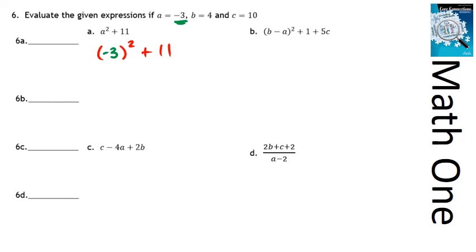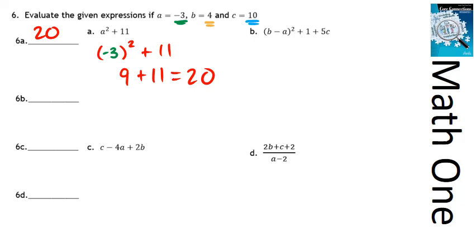Actually, let me color code this. So anytime I see a B, I'll use that yellow, and for C, we'll use this beautiful blue. So you can see here I've got negative 3 squared, and when I square it, negative 3 times negative 3 is positive 9, so I end up with 9 plus 11, which is the number 20.